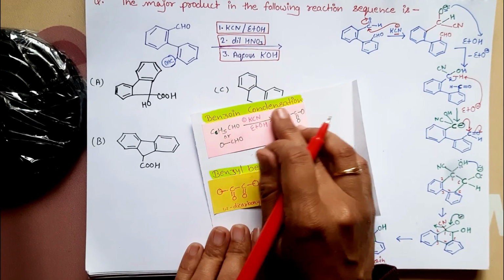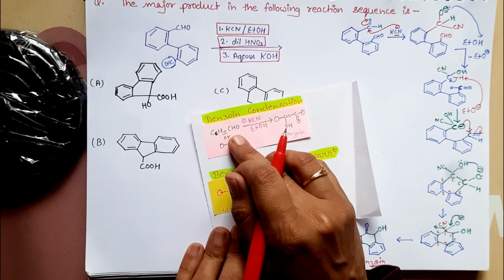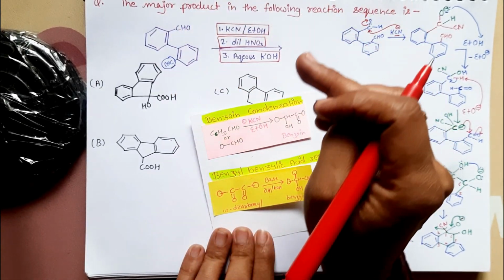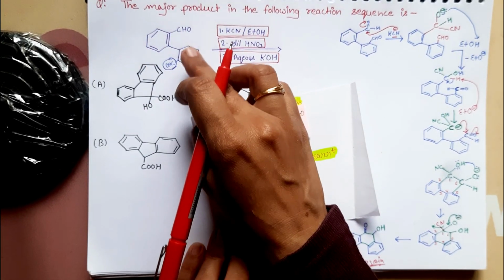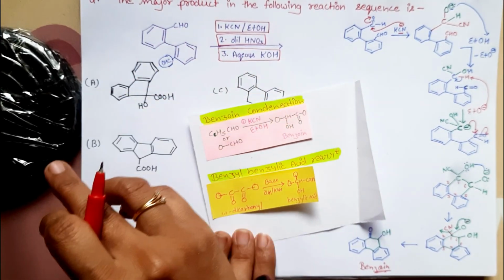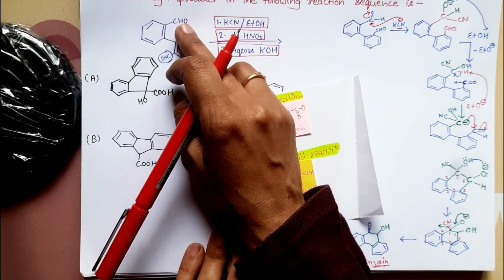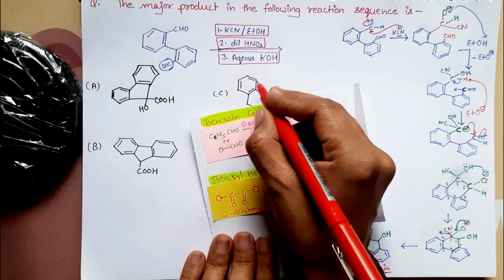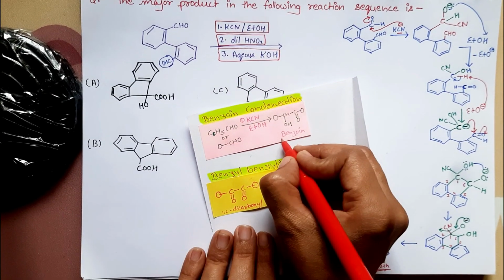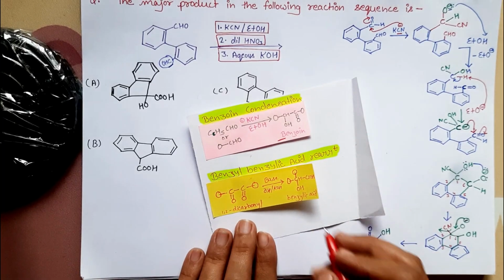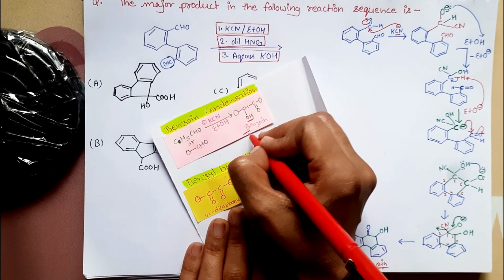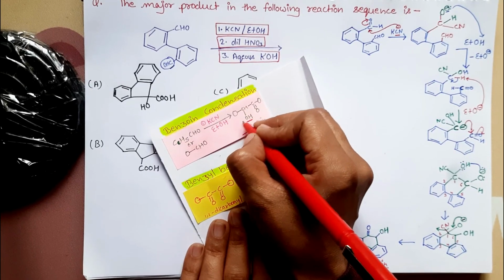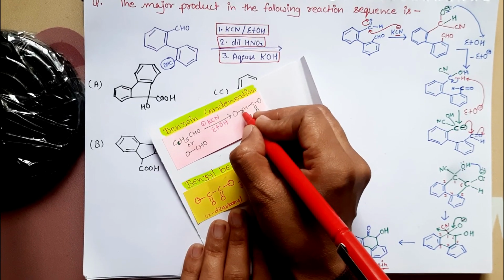Here, in benzoin condensation, intermolecular benzaldehyde participates in this reaction, and at the end we get benzoin as a product. In the benzoin structure, there is one carbonyl group and one hydroxyl group attached to the nearest carbon.